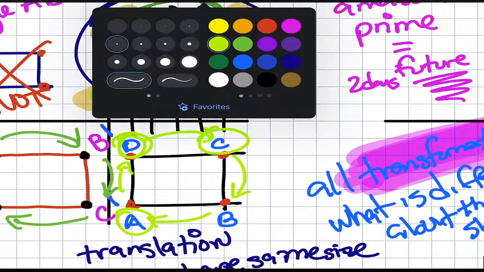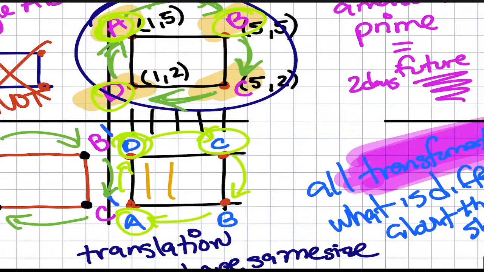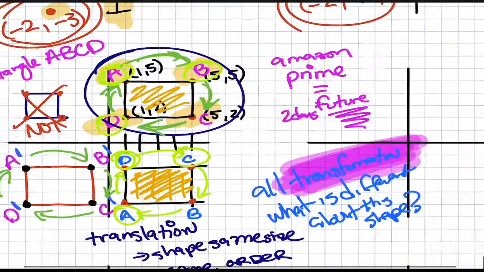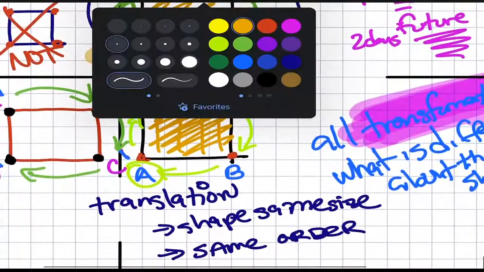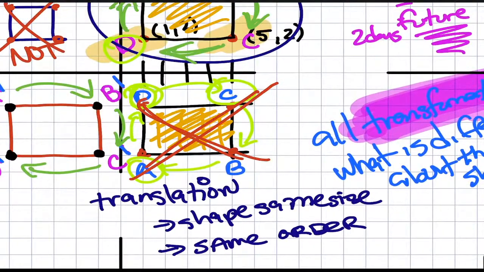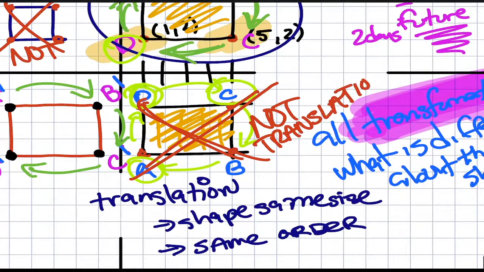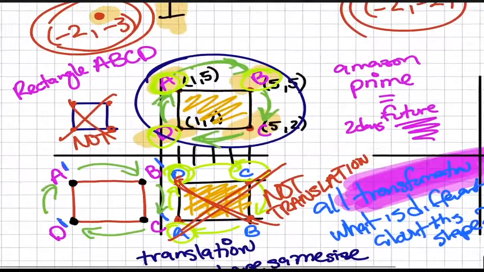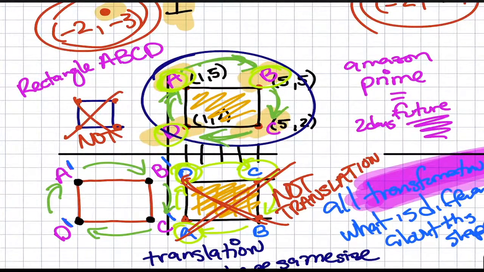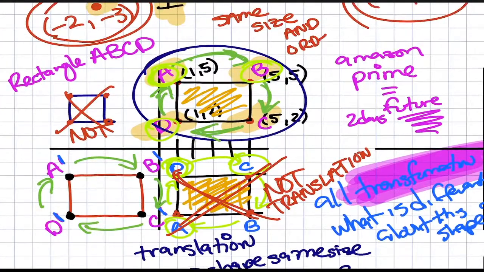And even though they're both made of 3, 6, 9, 12 squares inside, so they're the same size, they are not the same order. So this right here is not a translation, okay? Take a minute and pause right here if you need to absorb all that. For it to be translation, they must be the same size and order, okay?